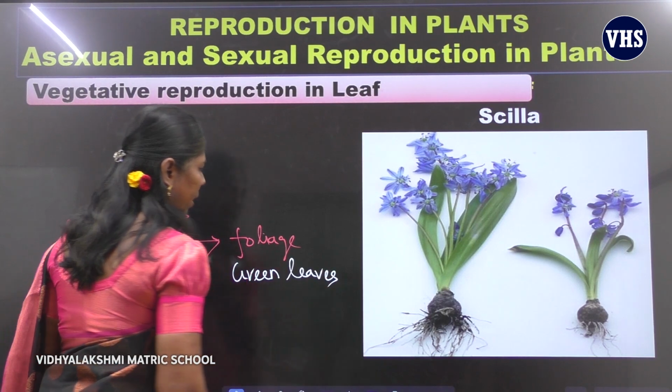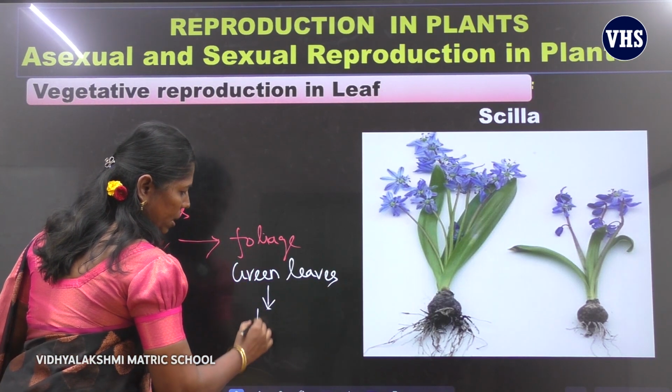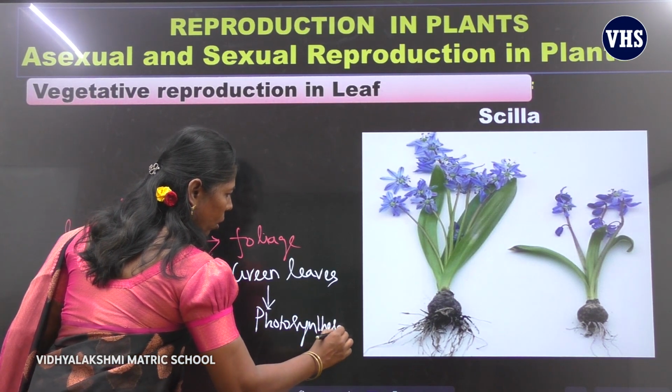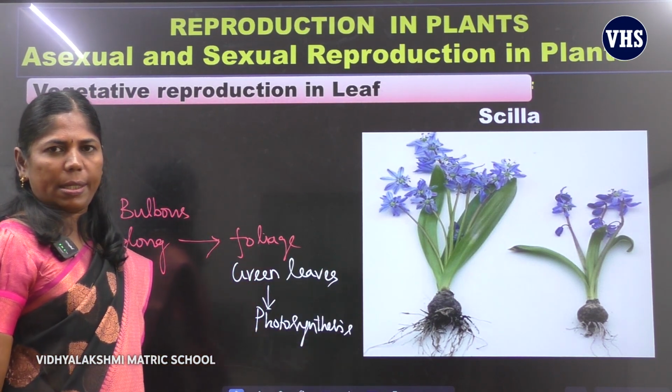So what are the functions of the green leaves? They can do photosynthesis. Foliage leaves are green leaves that are involved in photosynthesis.